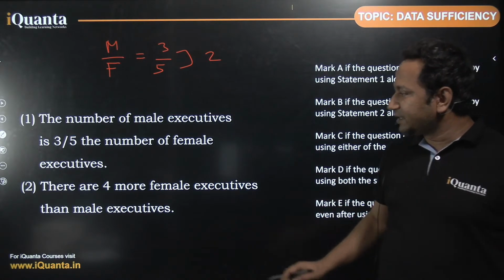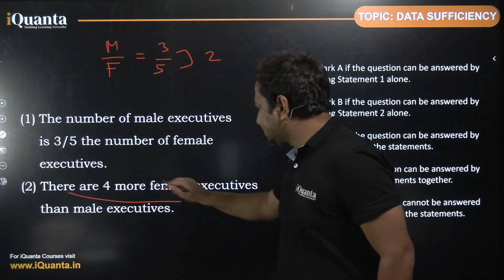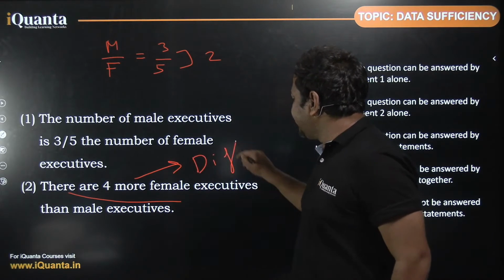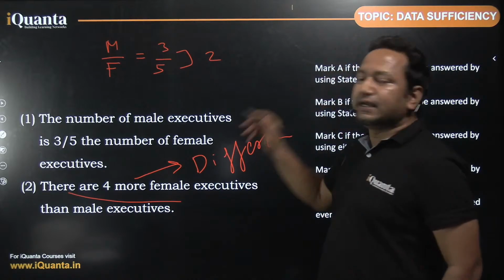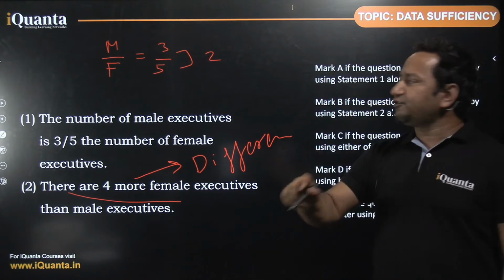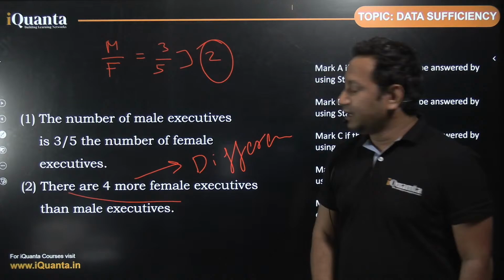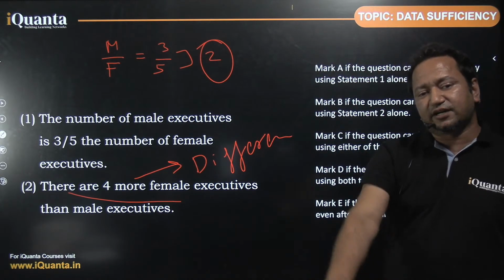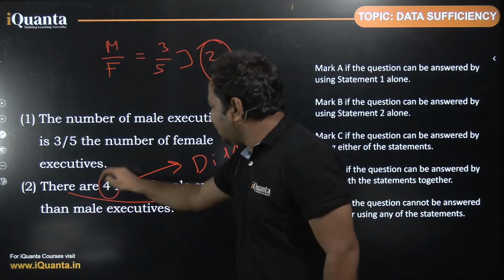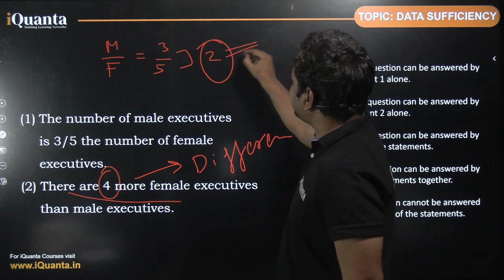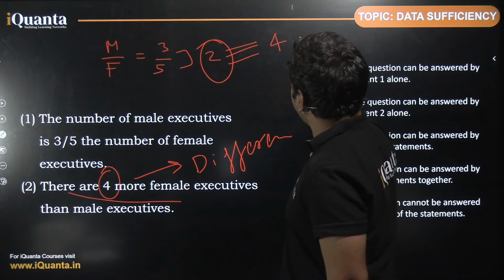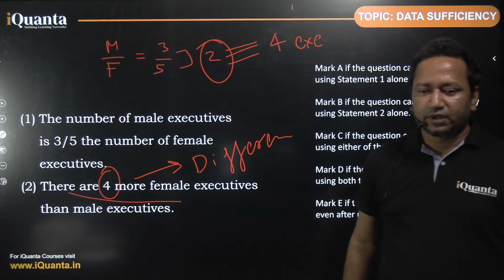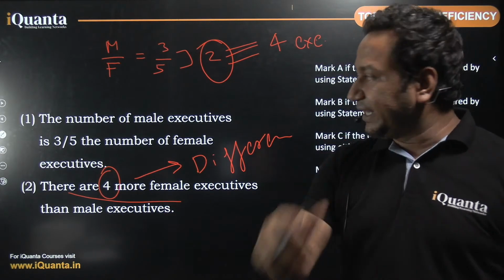Understood? Why? Because the second statement talks about the difference. It is talking about 4 more. That means it is talking about the difference between the number of executives. So in terms of ratio, the difference is 2. In absolute terms, in real terms, the difference is 4. That means 2 units of ratio are equivalent to 4 executives in the real world. Got it? Got that? Akshay?